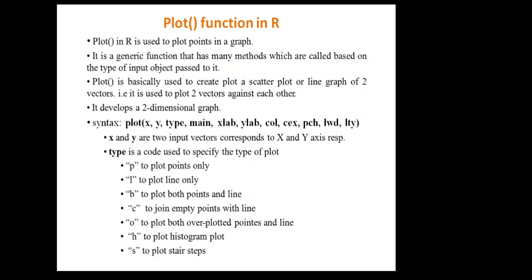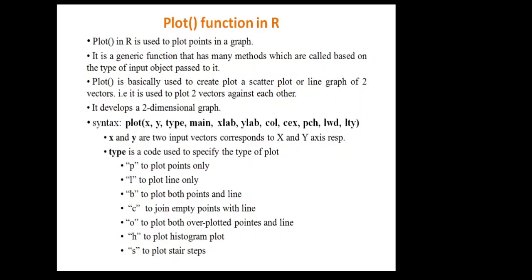If we give p as a type input code, then it creates only points in a graph. Then l is used to plot line only. b code is used to represent the graph in terms of points and lines. It consists of both points and lines. Then c, if we pass c as a code to the type parameter, then it joins empty points with a line. It means we get only a line without points, and in place of points we get some empty spaces.